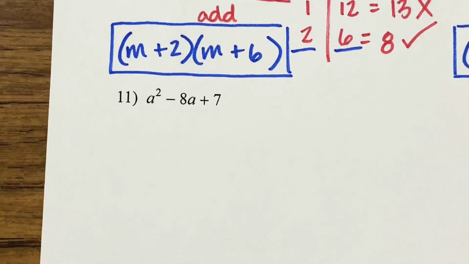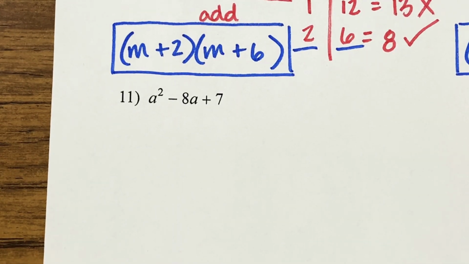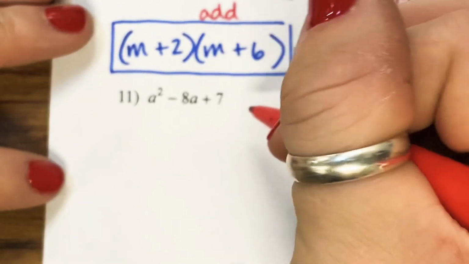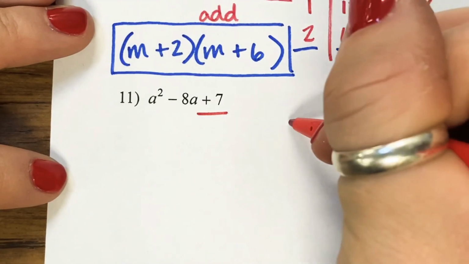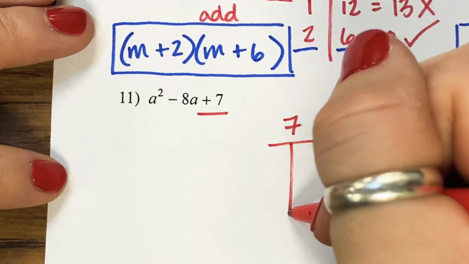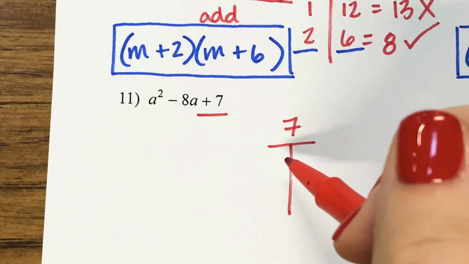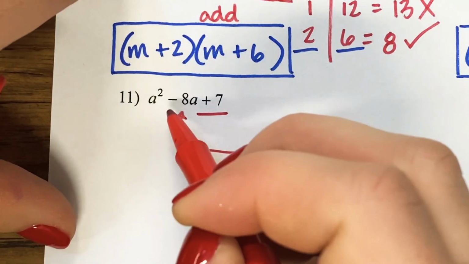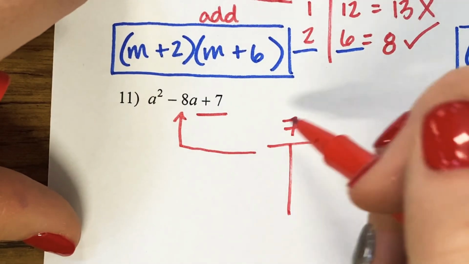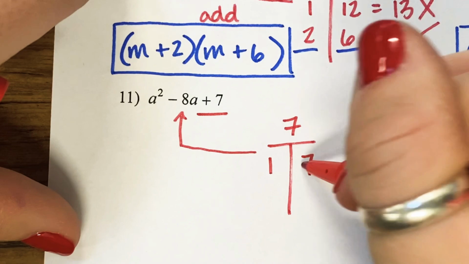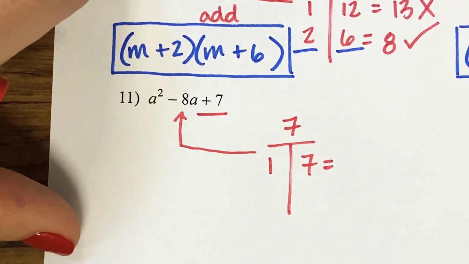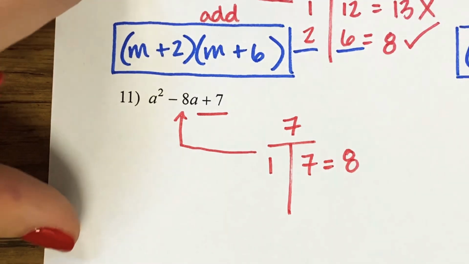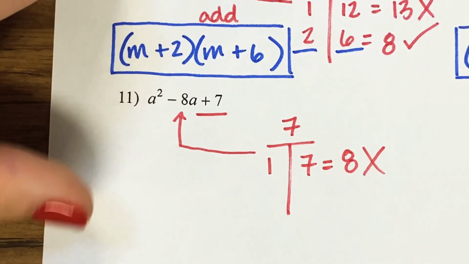Alrighty, let's look at number 11, because this one's kind of different. This one's a little tricky. So what is our last term we're looking at? This is going to be 7. Okay, so there aren't many factors of 7. But we need it to add up to a negative 8. So my only factors of 7 are 1 and 7. Okay, and what is 1 plus 7? That's positive 8. No, that's not going to work.